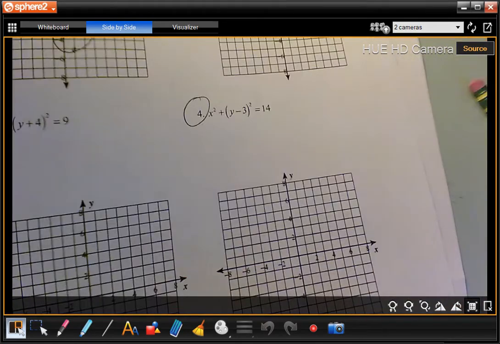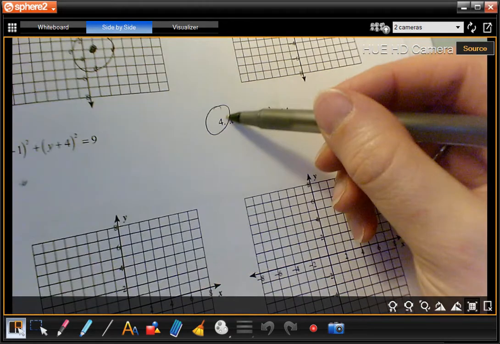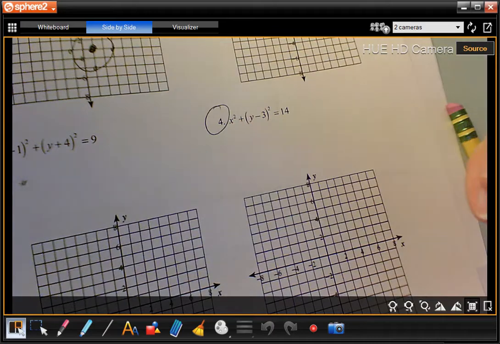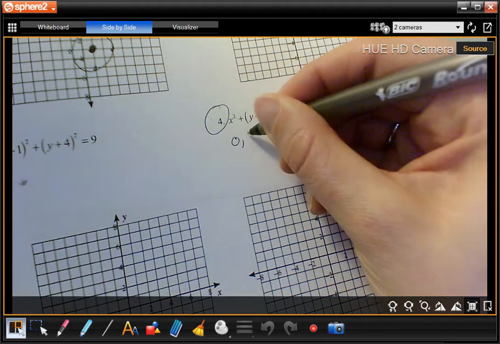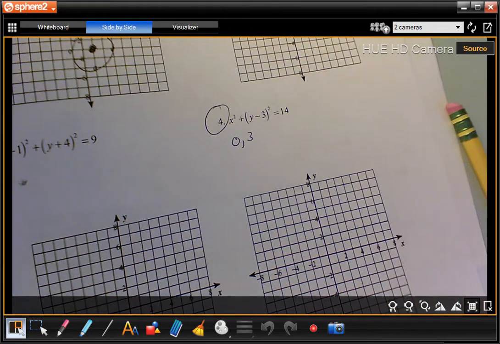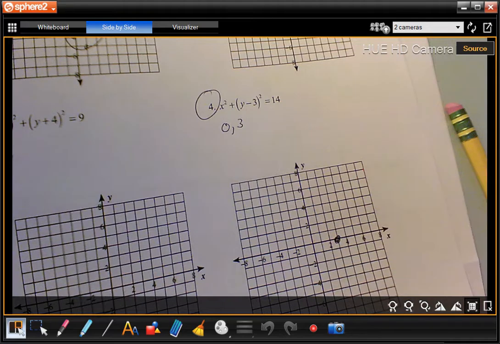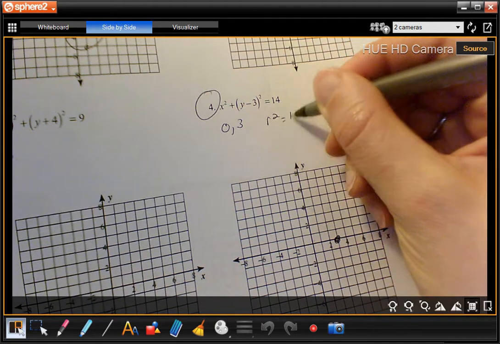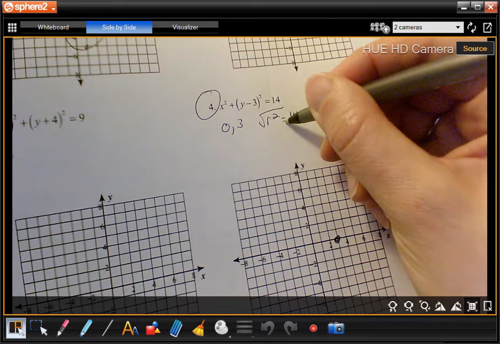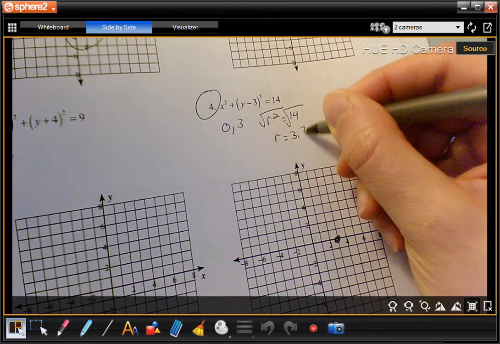Okay, so if we look at number 4, it looks a little bit different. There's nothing with the x. So what would it be? If you said 0, you are correct. So we have 0 and positive 3. That's my center. That's my point. So we're going to go 0 over 3. Now, we do need to have the square root of 14 because r squared equals 14. So we're going to take the square root of both sides. That does give me 3.74.